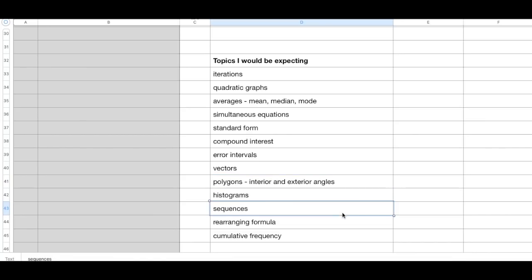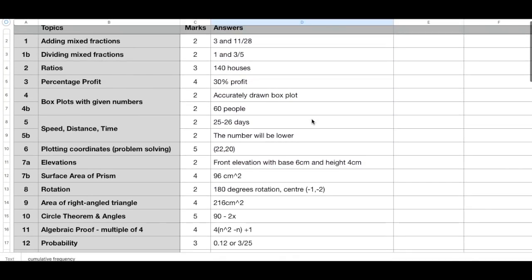Histograms, I'd be expecting a question on sequences, so work out the sequence for a list of numbers. They can often be quite difficult, so keep that in mind. There hasn't been a question on rearranging formula yet, and also cumulative frequency I would be expecting to come up as well. And of course there are many other different topics that could come up, but they're the main ones that occurred to me. So as I said, these are the proposed marks.